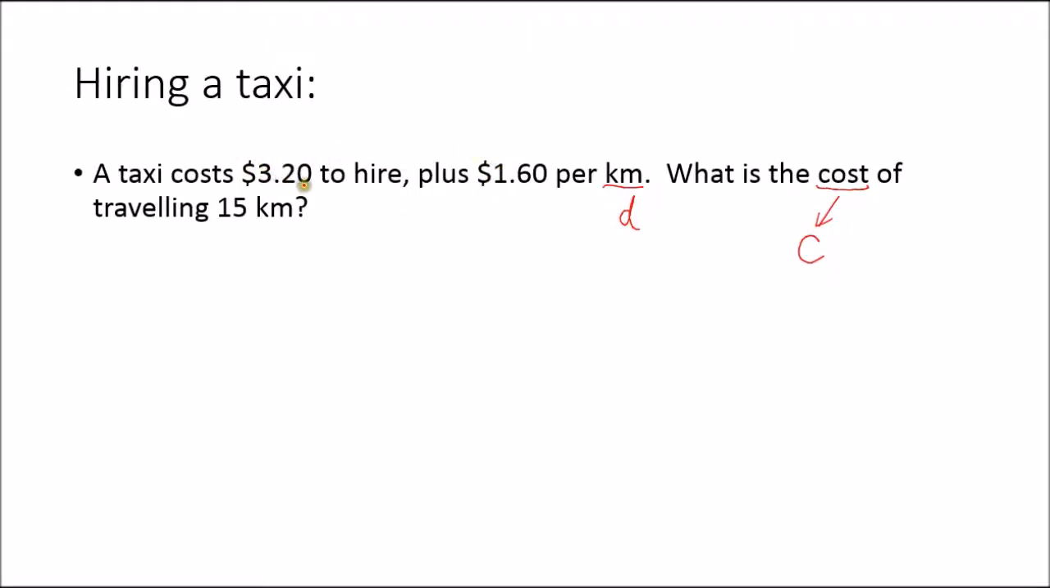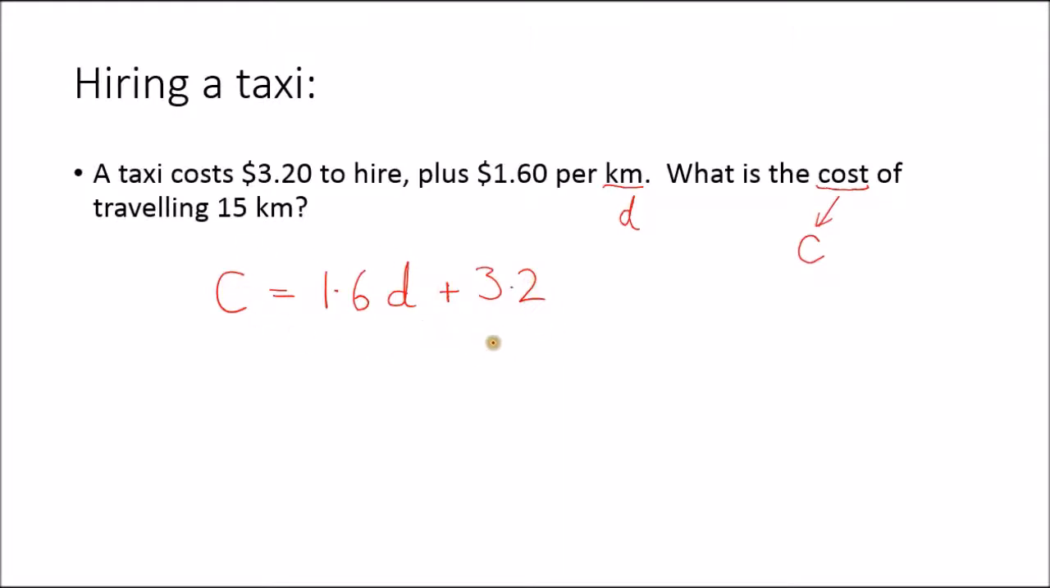And I know that it costs $3.20 to hire, and then it's $1.60 per kilometre. So what that means is I'm going to have to multiply my distance by $1.60. So my equation is going to start looking like this. I've got my cost equals, now normally I would write the term that has a pronumeral in it first. So $1.60 is 1.6 times D, so I'll just put 1.6D plus my fixed value, which is $3.20 or 3.2.